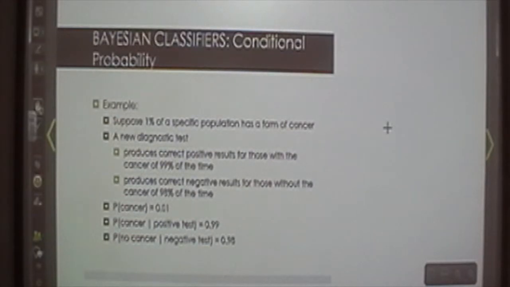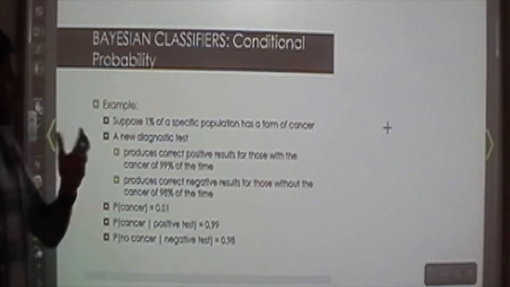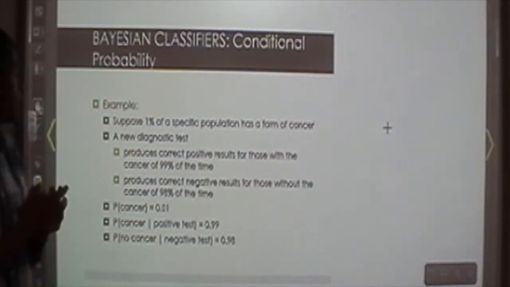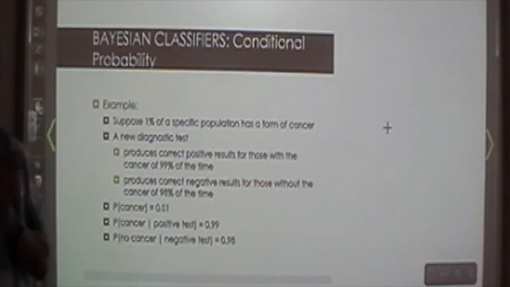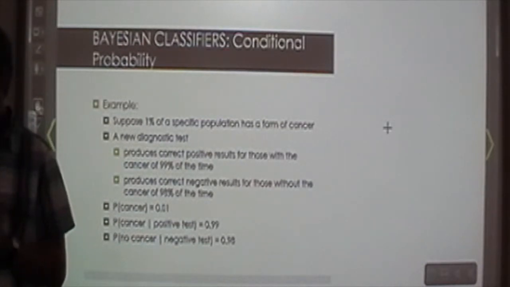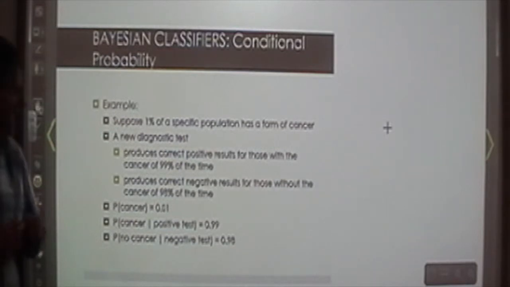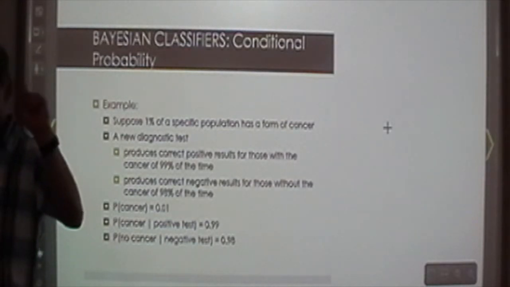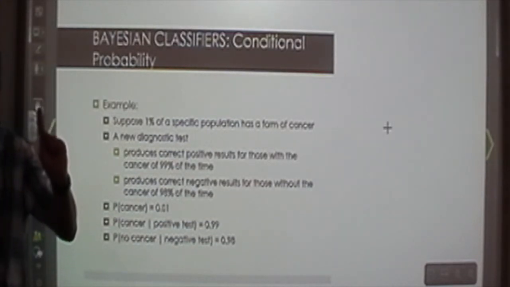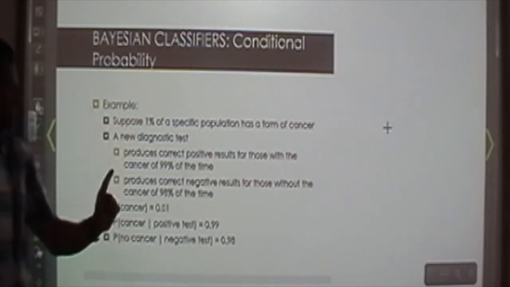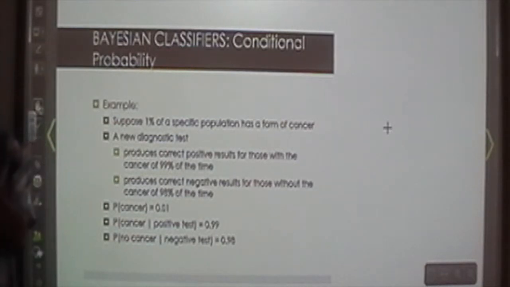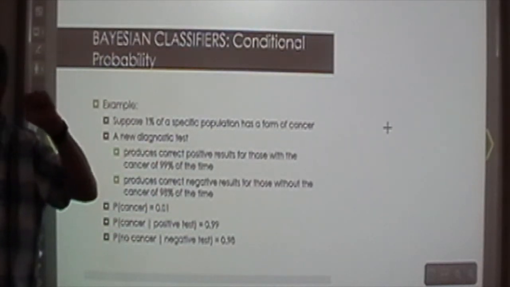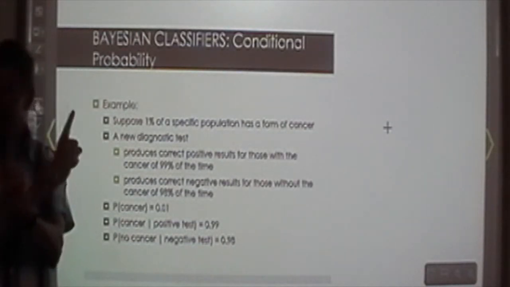So the example I'm going to use, suppose we have a specific population. We know that overall 1% of that population has a particular form of cancer. And a new diagnostic test has been developed to try to catch the cancer, to try to tell if somebody has it. And it produces a correct positive result, if someone actually has the cancer, the test will correctly detect the cancer 99% of the time. But that 99% of the time, the probability 0.99, is a conditional probability because it depends on a person actually having the cancer.